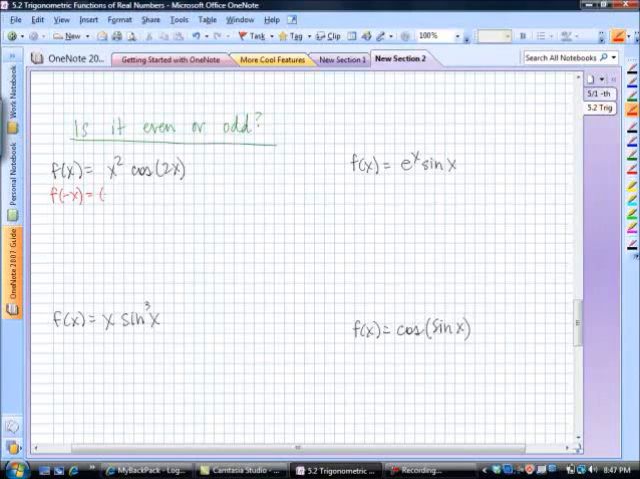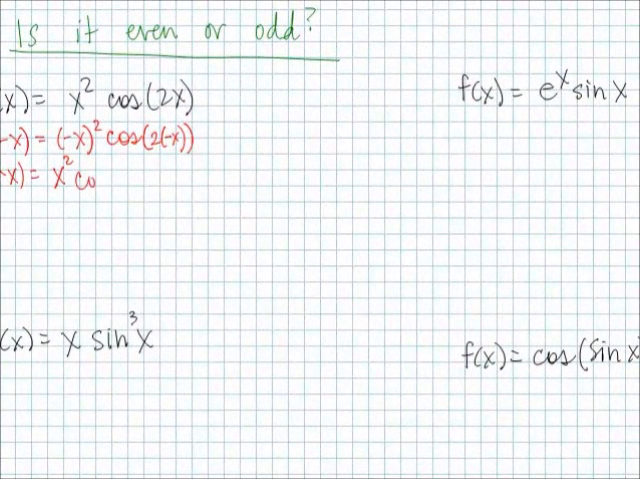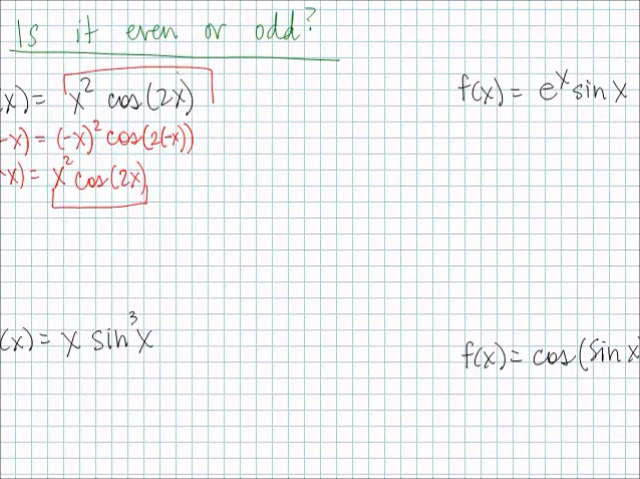We get negative x squared times the cosine of 2 times negative x. If we simplify this down, negative x squared is positive x squared. Then cosine of a negative: because cosine itself is an even function, the negative goes away. So this is the same thing as x squared times cosine 2x. Do you see that this is the same as what we started with? Since it's the same, you know this is even.